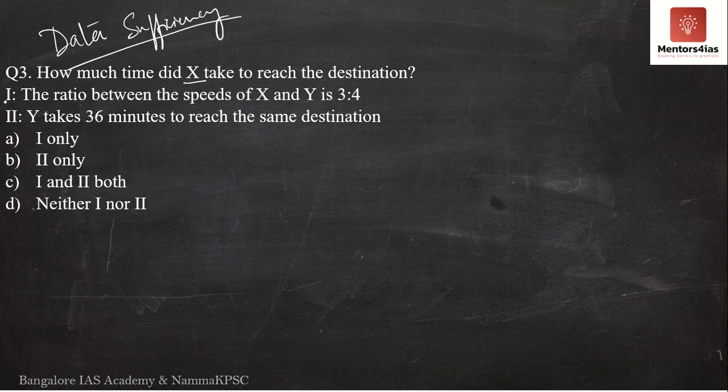So statement 1 says the ratio between the speeds of X and Y is 3:4. Now, can we answer the question, how much time did X take to reach the destination, from statement 1 alone? No, it is not possible. It is only saying that the ratio of the speeds of X and Y is equal to 3 by 4. So no way can we determine the time taken by X to reach the destination.